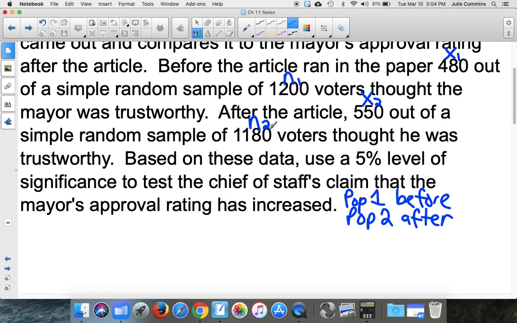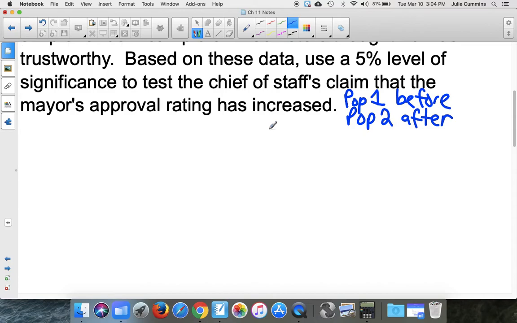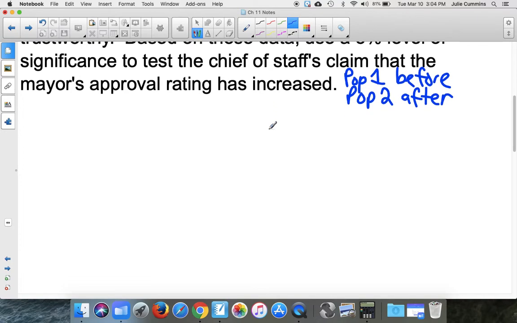Based on these data, use a 5% level of significance to test the chief of staff's claim that the mayor's approval rating has increased. All right, so let's start writing some stuff down. The first thing we need is our null and alternative hypothesis, since we've already established what our population 1 and 2 are.